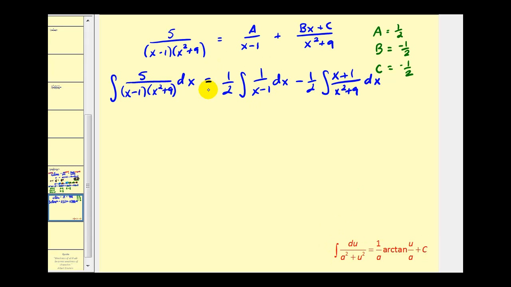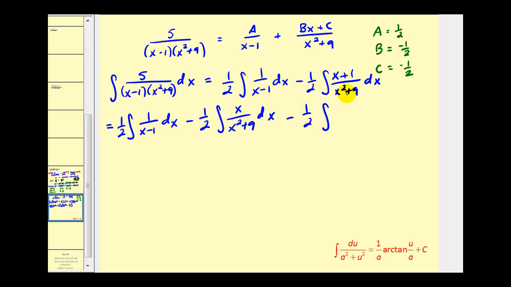Now this is going to be a lot easier to integrate in this form, but this one is still going to be a little bit of a challenge. Let's go ahead and rewrite this as two different integrals. One will be x over x squared plus 9, and the other will be 1 over x squared plus 9. So I'll have minus 1/2 times the integral of x over x squared plus 9, and then minus 1/2 times the integral of 1 over x squared plus 9 dx.